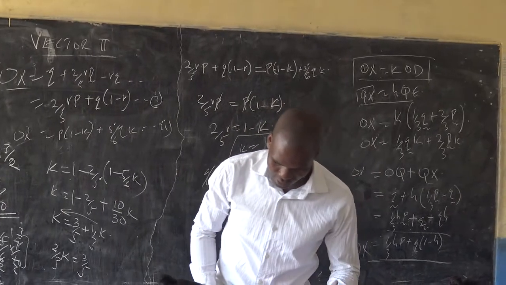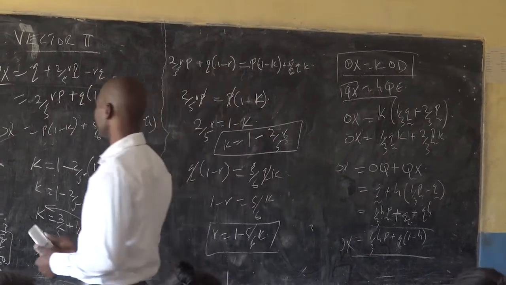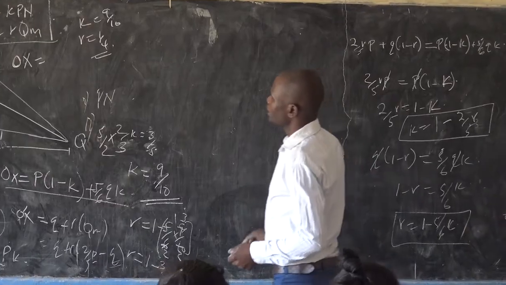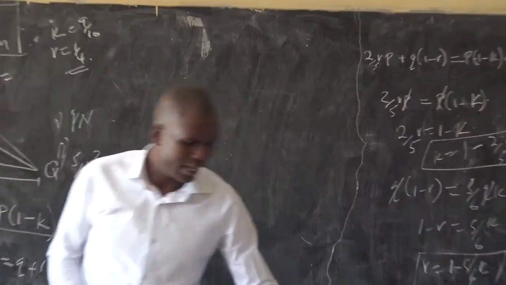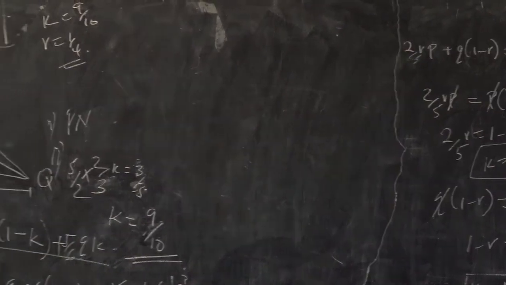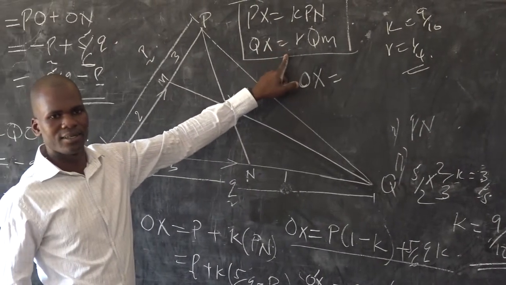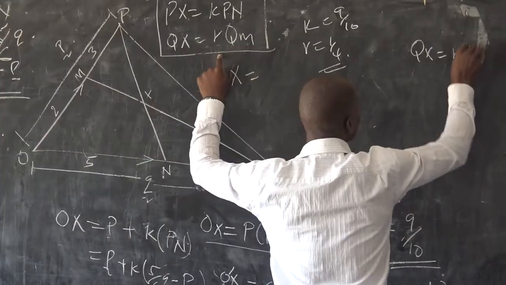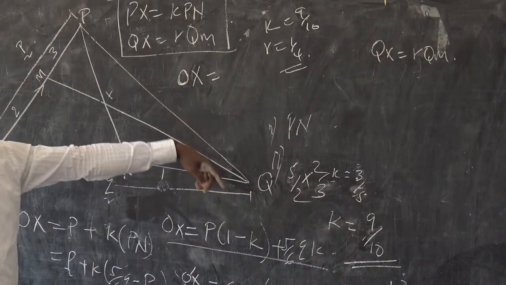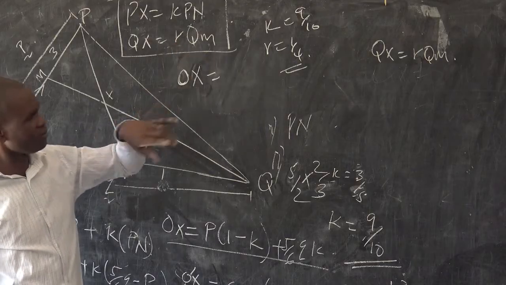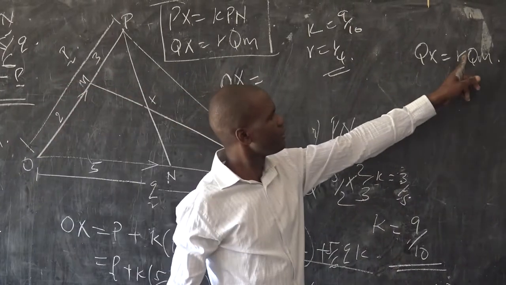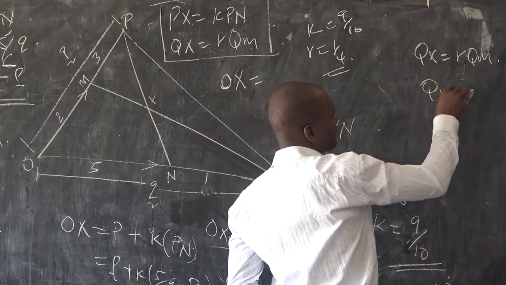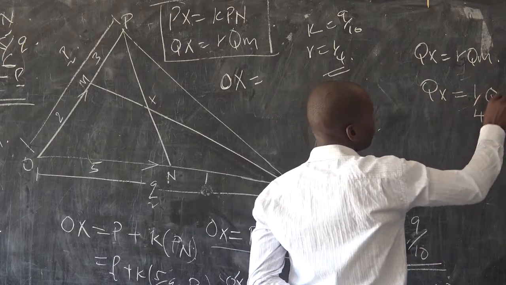Now the last part: find the ratio in which X divides line QM. We have been asked the ratio in which X divides line QM. Let's come back here. We have been given that QX equals R QM, and we have the value of R. So just replace R because you now have its value. So we have QX equals 1 over 4 QM.